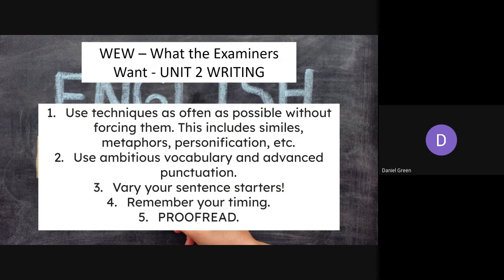Timing is so important on this exam. Do not just give yourself 20 minutes on this writing piece. You need to be writing 2.5, maybe 3 pages in the time limit you're given. It's a lot of writing and you will feel like you're writing a lot, but just keep in mind 35 marks requires that level of writing. And as I said, proofread. You can catch mistakes.